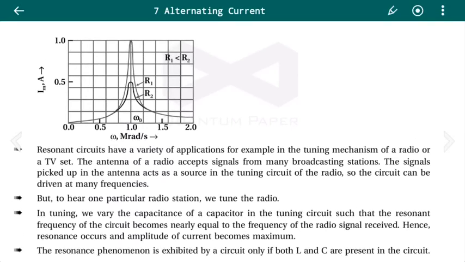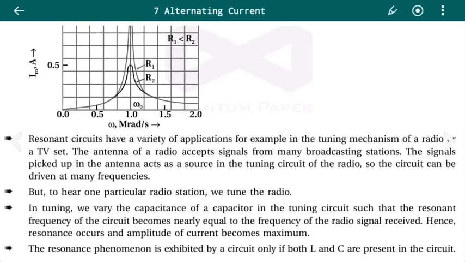Resonant circuits have a variety of applications, for example in the tuning mechanism of a radio or a TV set. You might have experienced that when you tune the radio, then when reaching the particular station, there will be noise. Why? Because the range of frequencies is greater. But when you reach the particular frequency, the voice quality will be better.